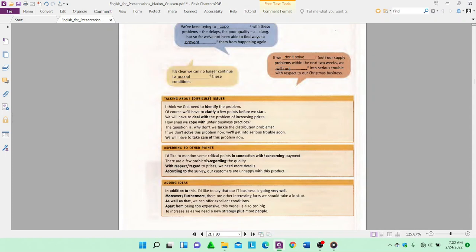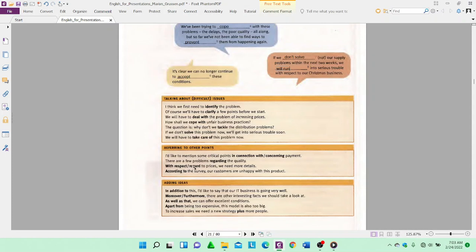There are a few problems regarding the quality. Ada beberapa masalah terkait kualitas. Regarding ini artinya terkait. Hampir mirip dengan kata in connection. Tapi kan kalau pakai in connection with terus concerning terus tanpa ada variasi, itu bisa jenuh presentasinya kan. Atau dengan meletakkan yang di depan, ke depan kita ubah ya, yang berhubungan dengan ini. Misalnya contohnya ini. With respect to prices, we need more details. With respect to prices, with regard to prices, we need more details.